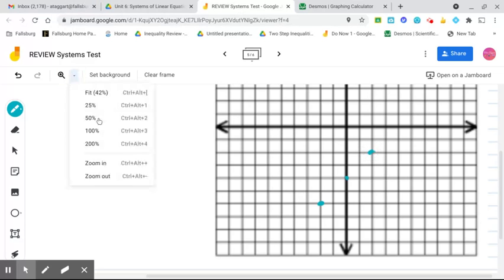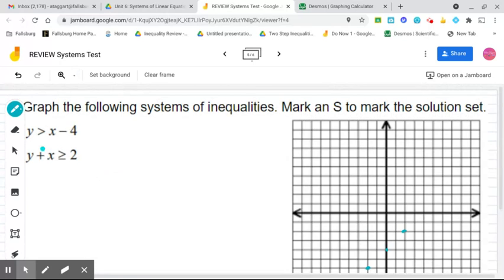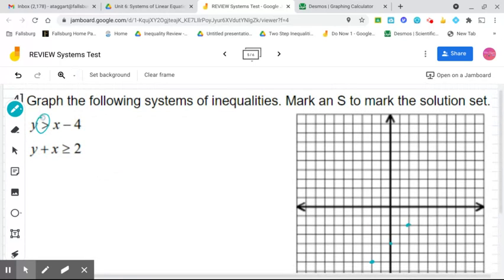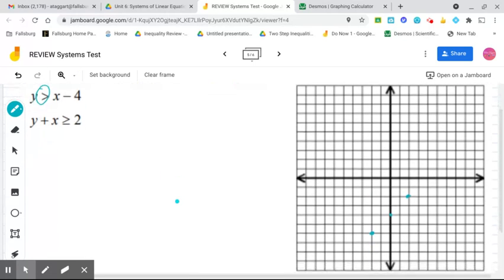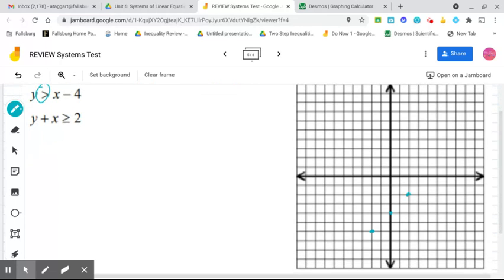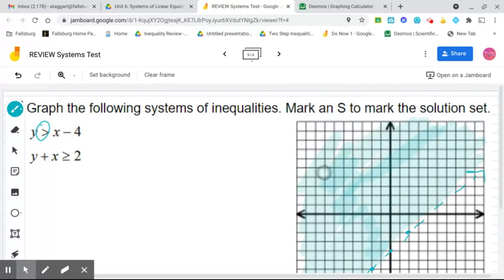Once I plot my points, I have to figure out dashed or dotted. Greater than means dashed. When you have that equal sign under there, then it's solid. Right now it's going to be dashed. So that's my first step. Dashed line. Make sure you extend it to the end of the graph so you can see. And then it's greater than, that means we're going to shade above the line. Okay, so all of these numbers above this line are included in this solution set.